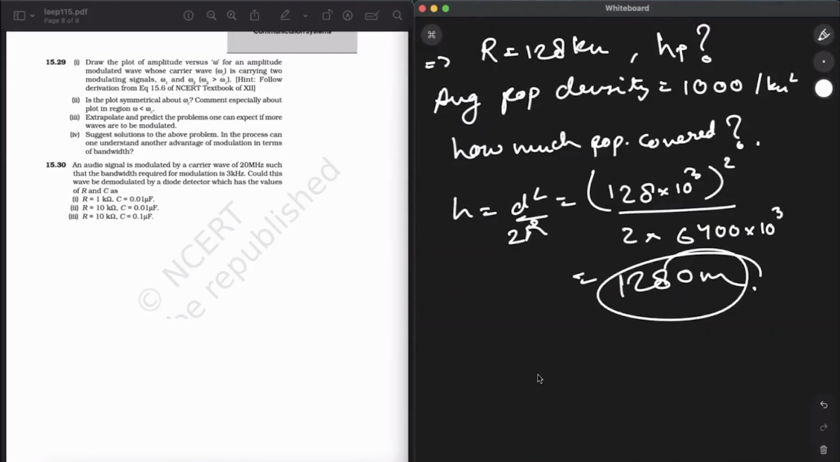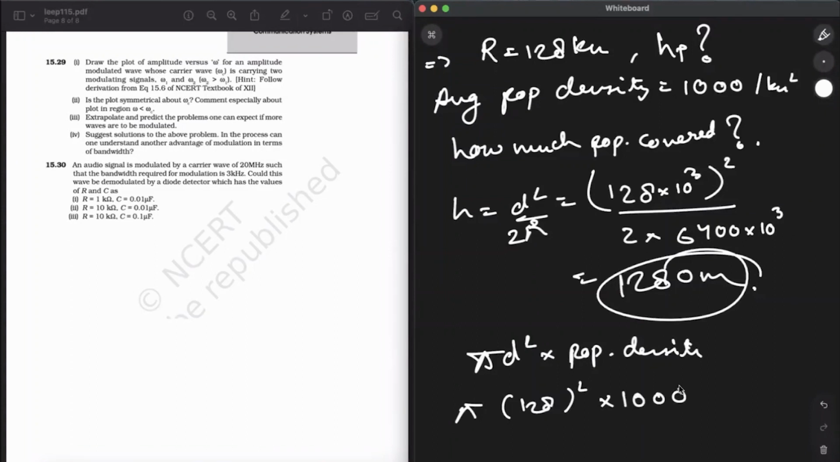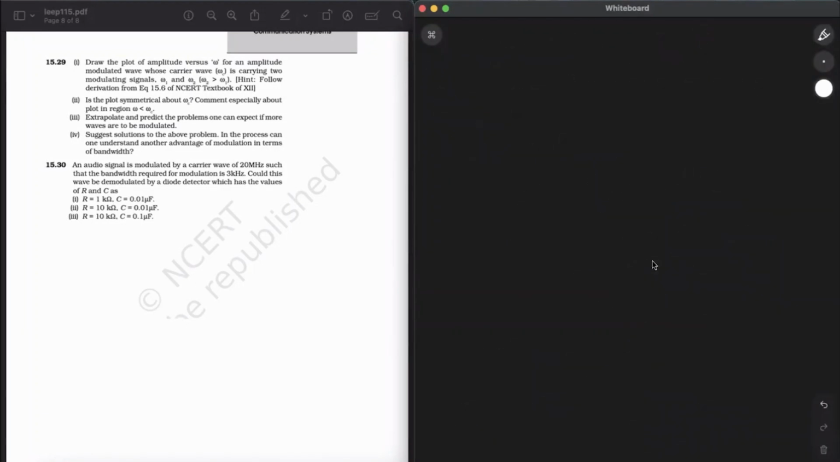Now, the total population covered will be pi d square into population density. Simple. So pi into 128 the whole square into 1000. It will be 5.14 into 10 to the power of 7. Okay, move on to the next question.